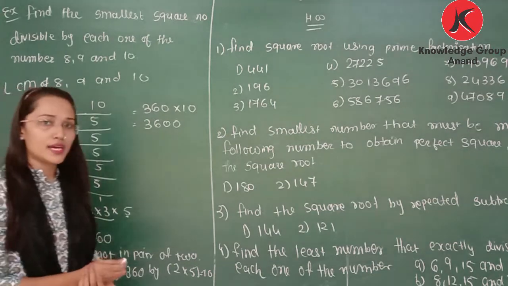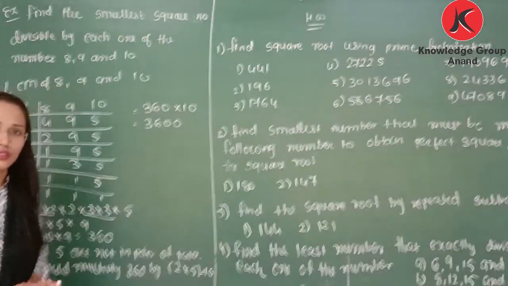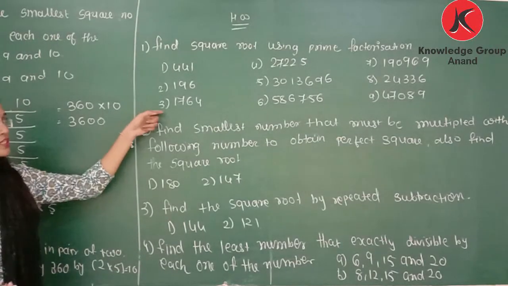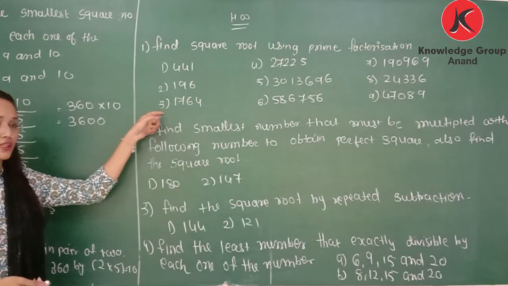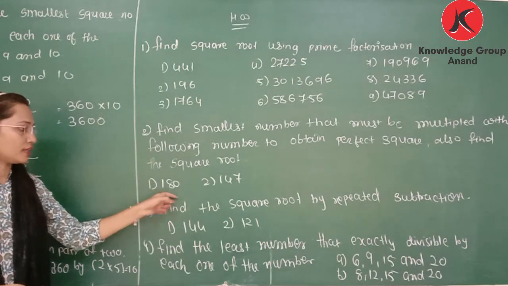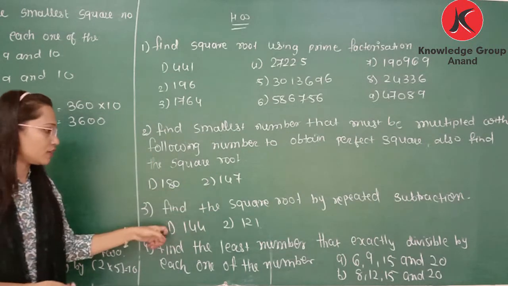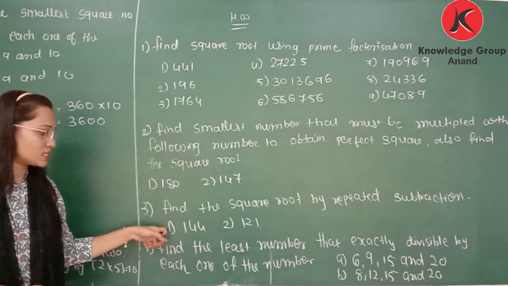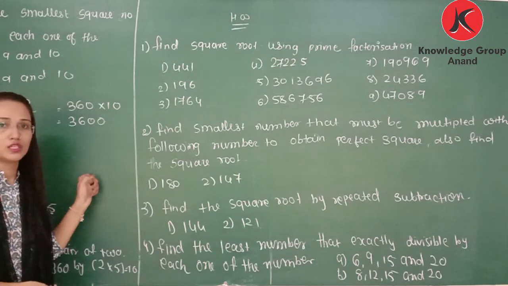Here some examples are given, you need to find them. So solve these in homework. First is prime factorization to find the square root. Then find the smallest number that should be multiplied for 180 and 147. Then find the square root using repeated subtraction. And last, this is the same as a previous example.